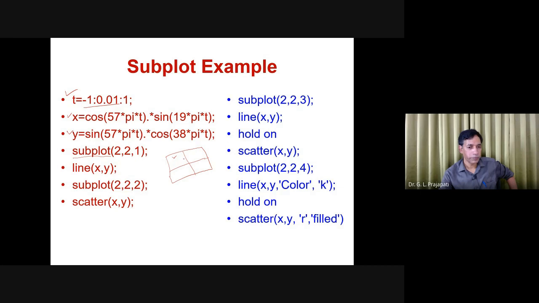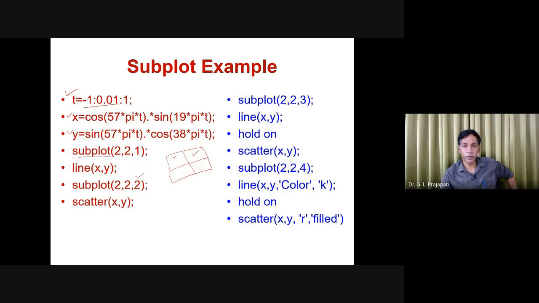Then you are going to say subplot 2, 2, 2, which is 2 by 2, and the last one is location 2. Here you are going to use scatter, so you have the points only. You will find the markers only. So in this area you will have only the markers.